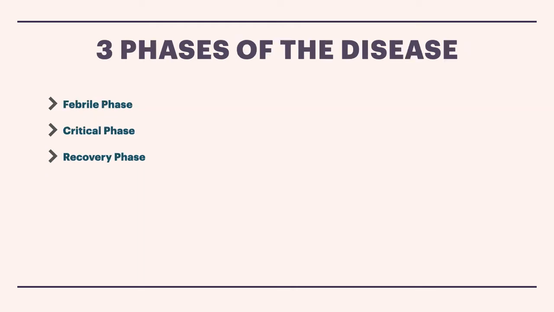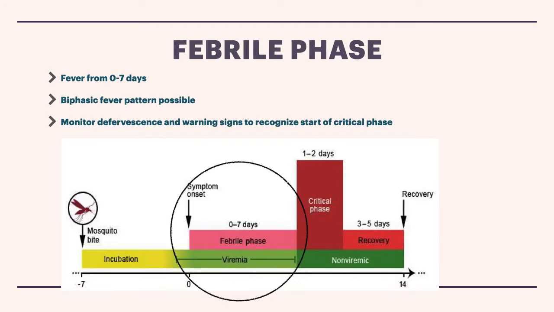The disease has three phases: the febrile phase, critical phase, and recovery phase. The febrile phase is heralded by the start of fever from 0 to 7 days of the disease. The fever is said to be biphasic in pattern, and we should monitor the defervescence and warning signs to recognize the start of the critical phase.